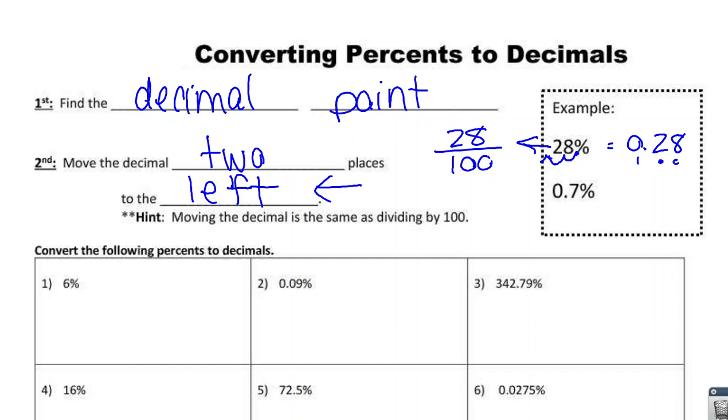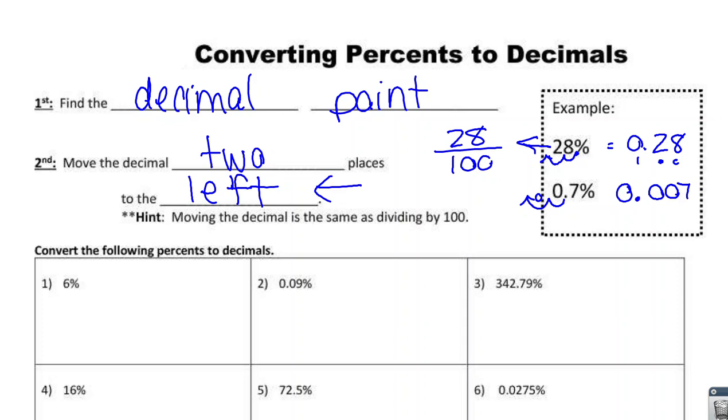Now it gets a little bit trickier when there's actually a decimal in the number. Don't start from the back if there's a decimal already in the percentage. Start from where the decimal is and move 2, fill in zeros if you need to. So that becomes 0.007.